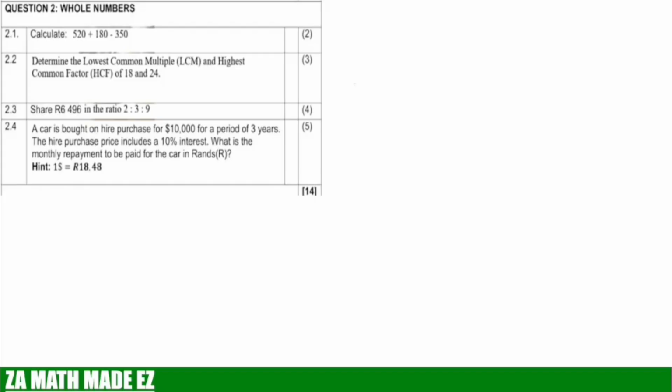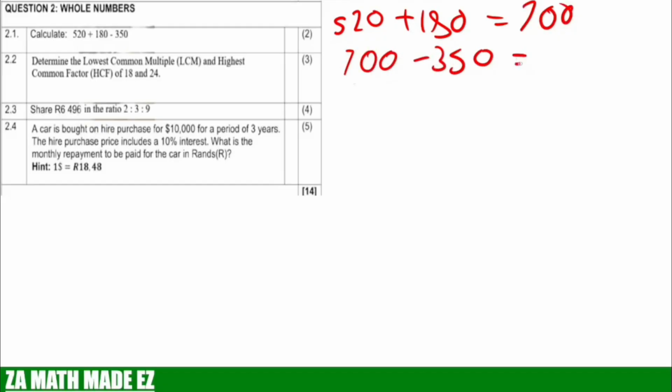Now, question 2. 2.1. Calculate 520 plus 180 minus 350. This is just a simple calculation. Okay, so 520 plus 180 is equal to 700, and 700 minus 350 is equal to 350.